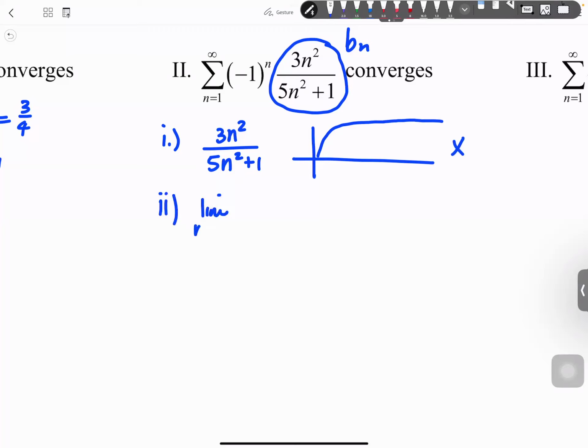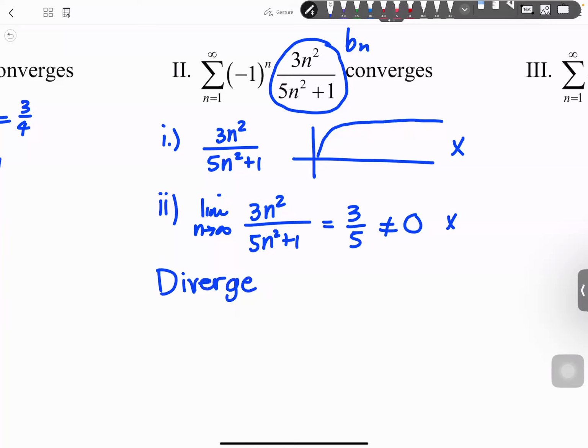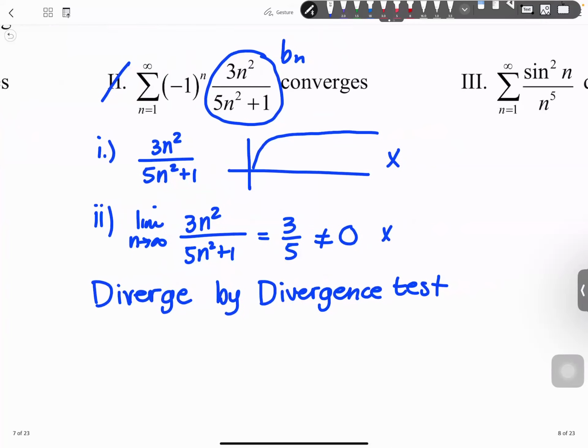What is the limit as n goes to infinity of 3n squared over 5n squared plus 1? This limit is equal to 3 over 5. It is not equal to 0. So this is the property that we really want to show that fails, this guy right here. Because if this fails, then we can say that this series will diverge, not by the alternating series test, but by the divergence test. So this guy is incorrect. I don't agree with the statement in number 2.